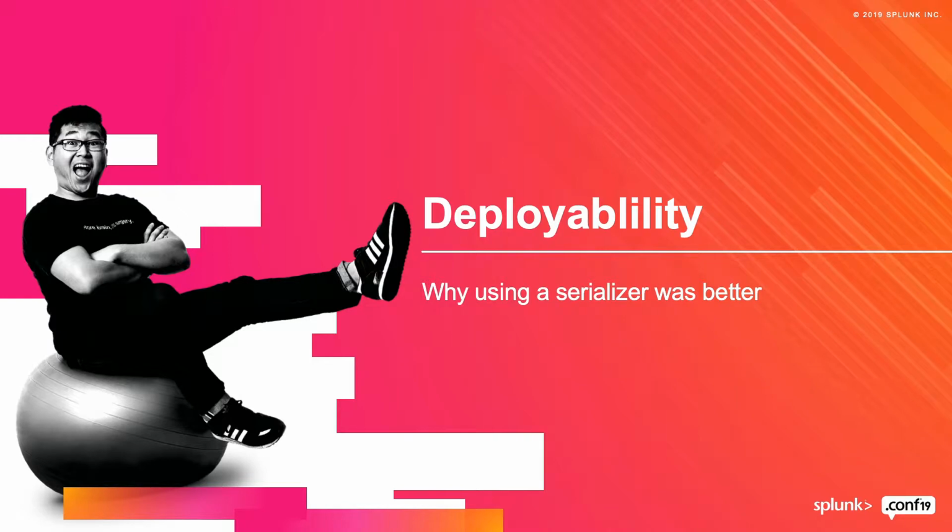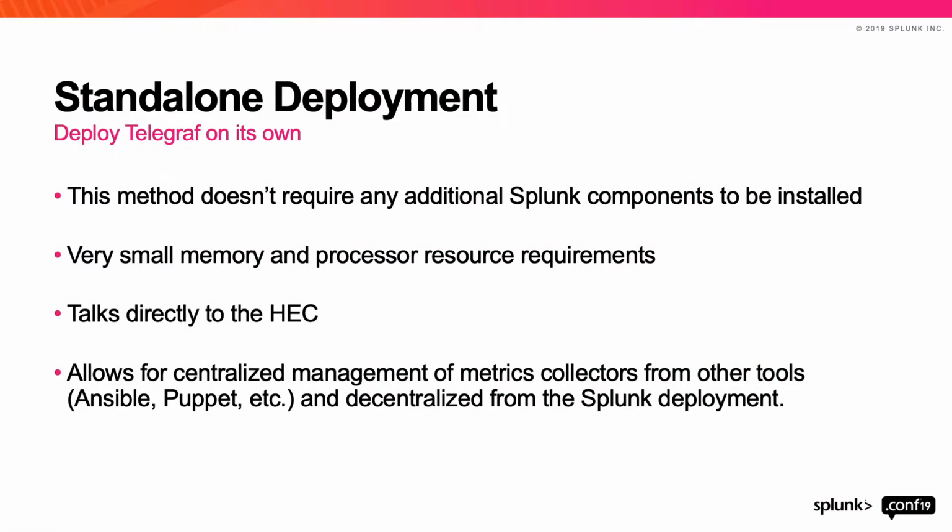So again, we moved to a serializer because it solved our deployment problems much better. There's several different ways we can deploy Telegraf now that we're using a serializer. We can have a standalone deployment. We can deploy Telegraf on its own. It doesn't require any additional Splunk components to be installed on the system. Very small memory and processor requirements, and it can talk directly to the HEC.